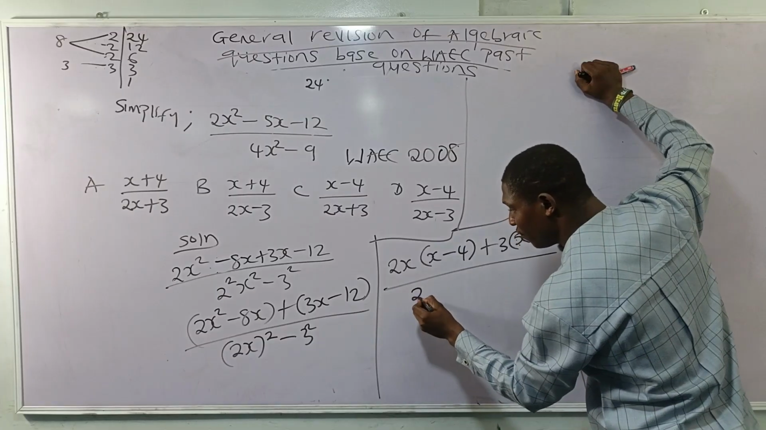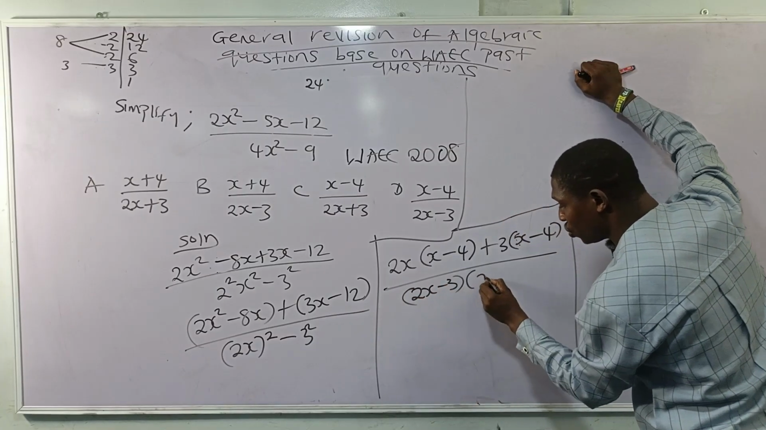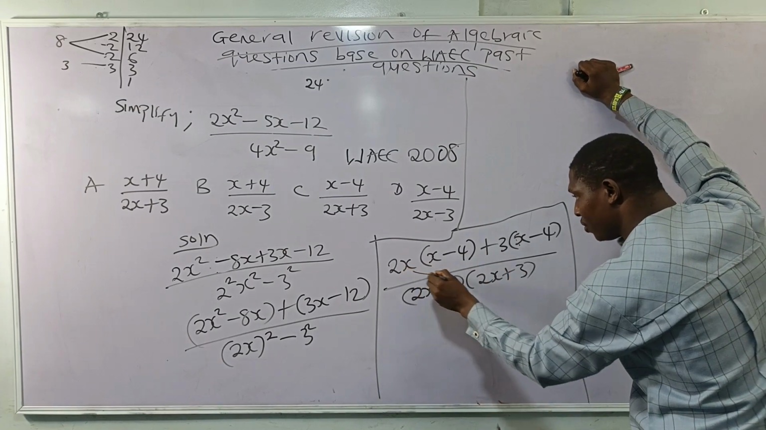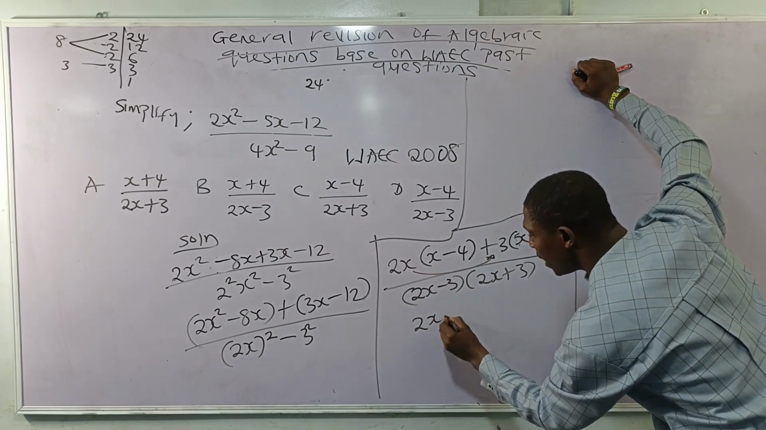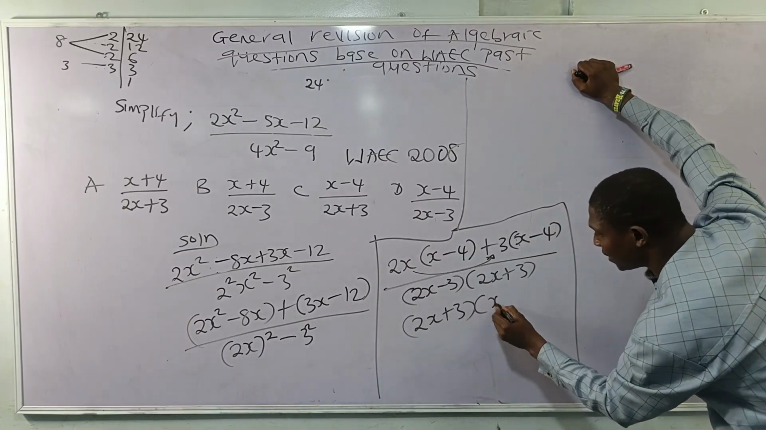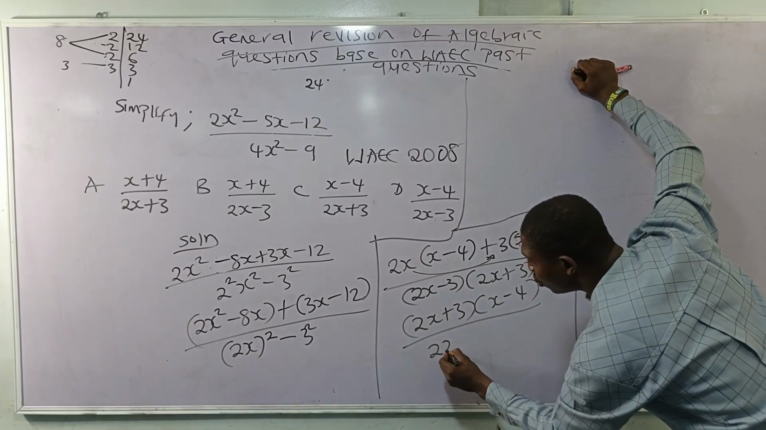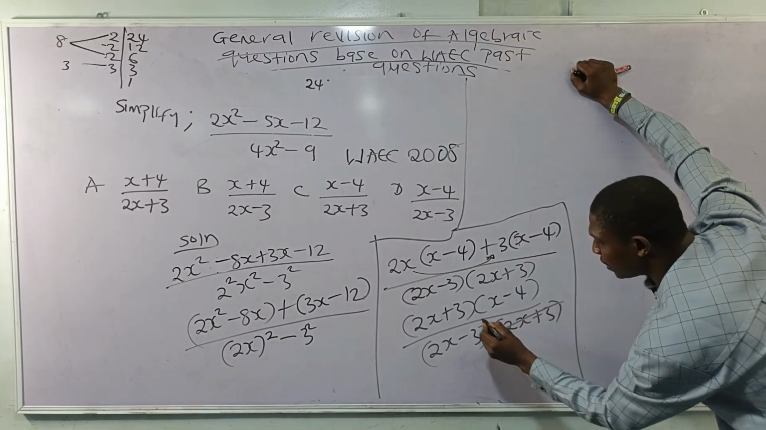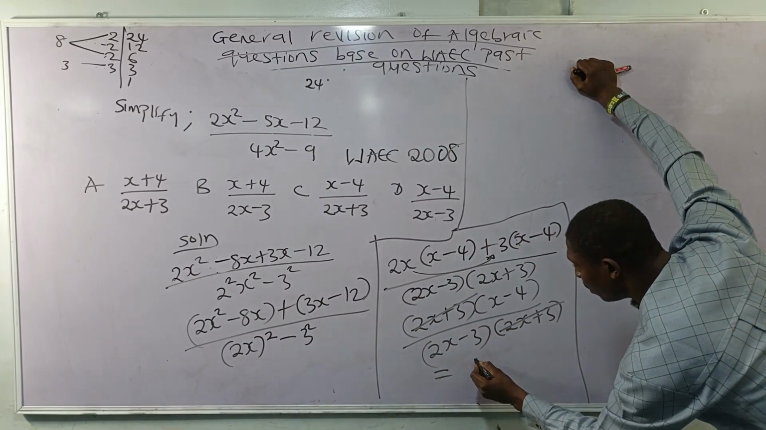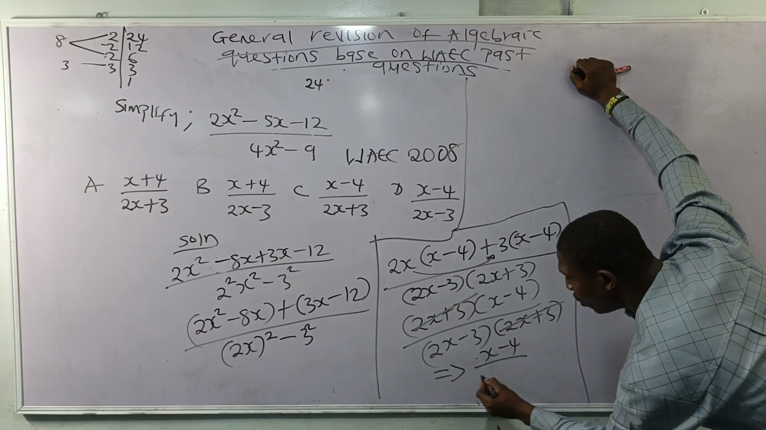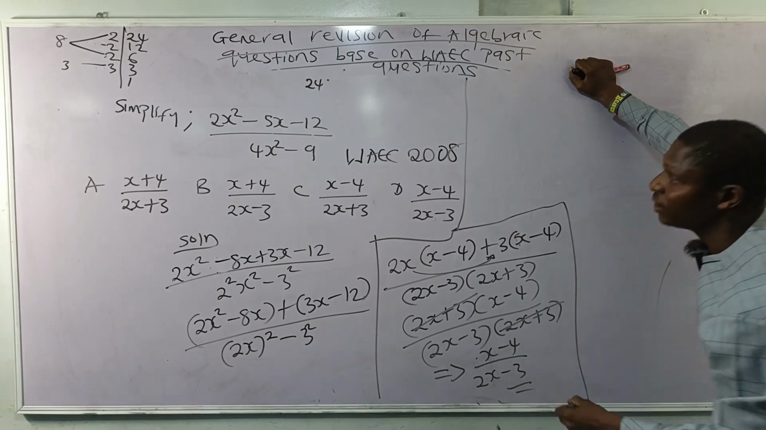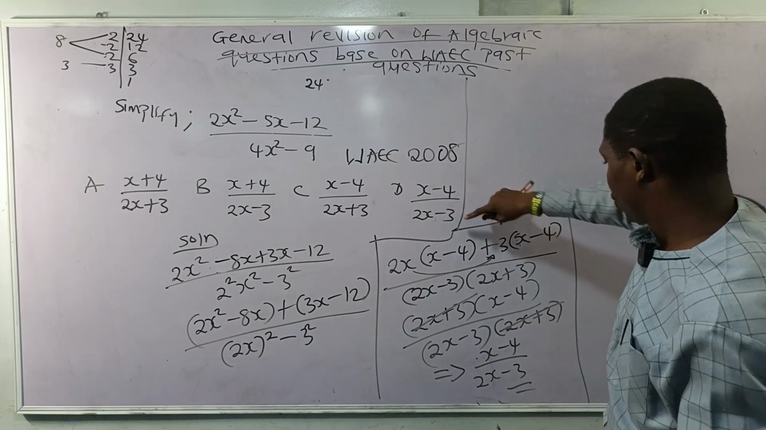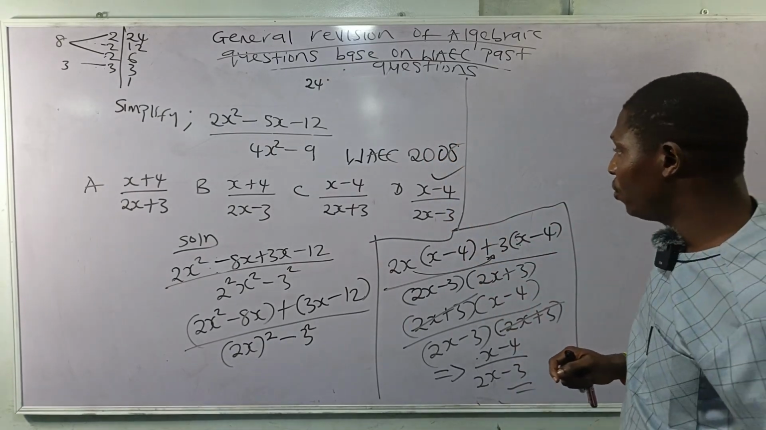And the difference of 2 squared will give me 2x minus 3 and what? 2x plus what? 3. Since the two brackets are the same, I'll pick 2x combined with plus 3. So I have 2x plus 3, and I'll pick one of the brackets, x minus 4. And this remains 2x minus 3 and what? 2x plus what? 3. And this can cancel this, and I'll have my final answer as x minus 4 all over what? 2x minus 3. x minus 4 over 2x minus 3. So this option D is my what? Answer.